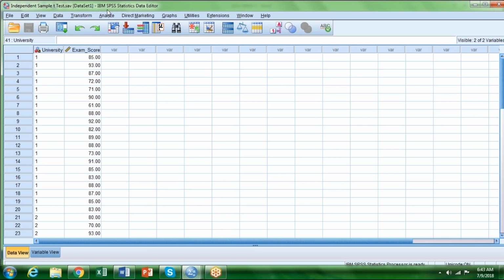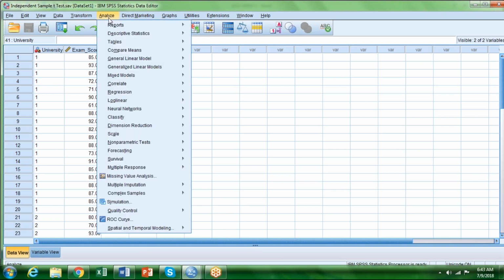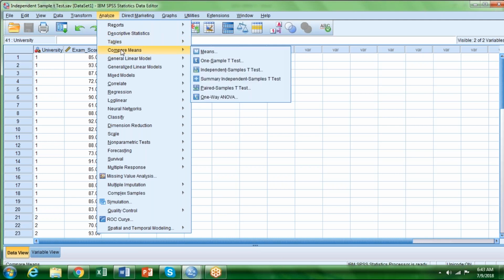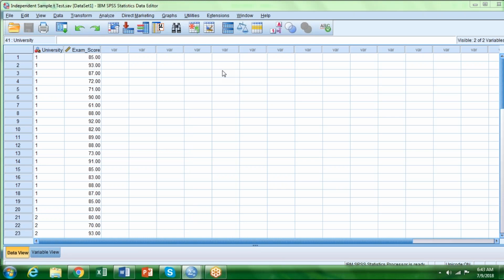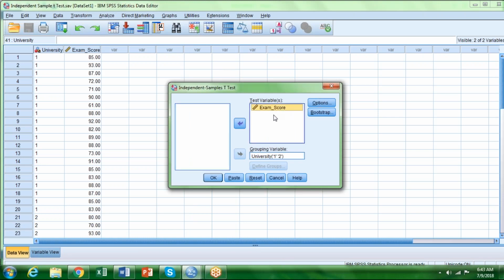So easy enough this time, go to Analyze, go to Compare Means, and then if you come over here to Independent Samples t-test, we'll click that. When it comes up on your computer, you should see exam score. Take the exam score and put it into the test variables section. And your grouping variable will be the university. So I'm going to move those back. So university, and then we're going to move them over here.